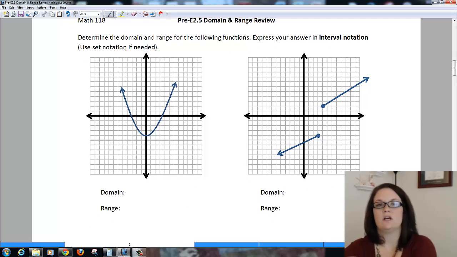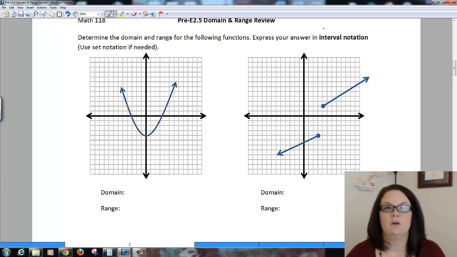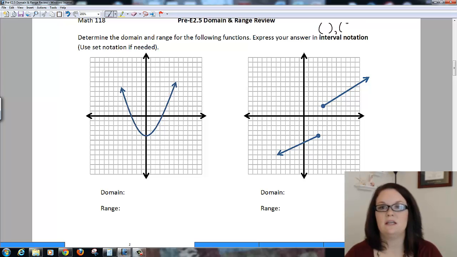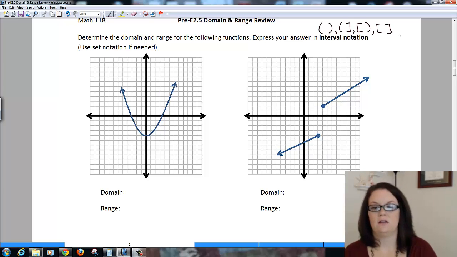Notice here we're talking about interval notation. When we have interval notation, we're either going to use a parenthesis to a parenthesis, a parenthesis to a bracket, a bracket to a parenthesis, or a bracket to a bracket. I don't use set notation unless I have to.